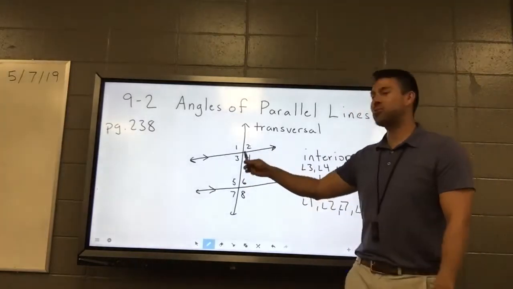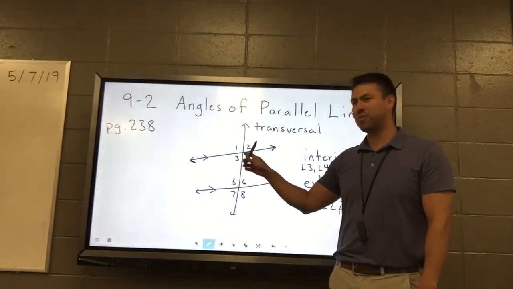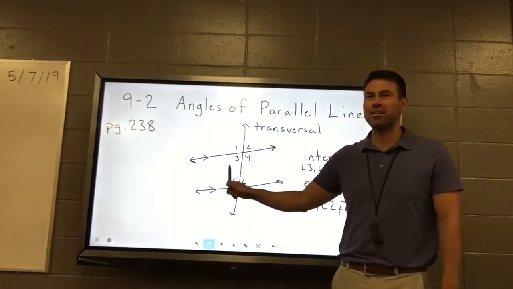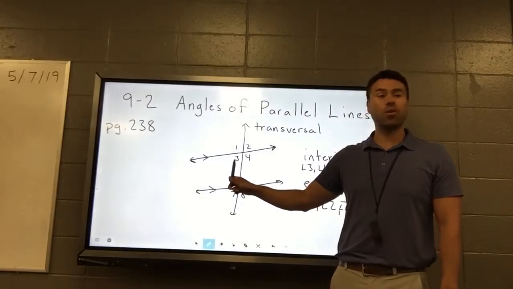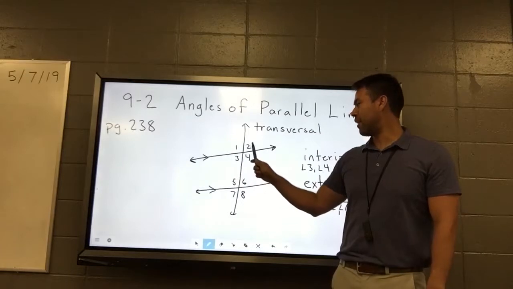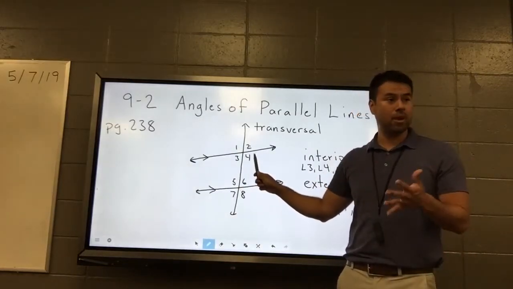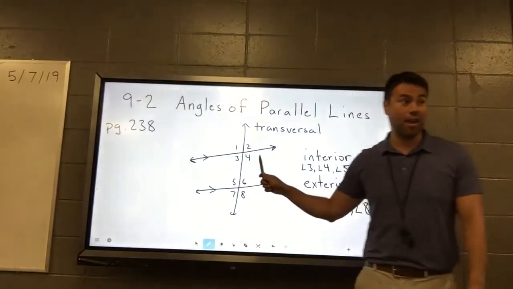Jackson, 2 and 3 are? It's okay, I'll phone another friend. Sophie, 2 and 3 are? Vertical. They're opposite from one another. Drew, angles 2 and 4 are a linear pair. What's another name for a linear pair?